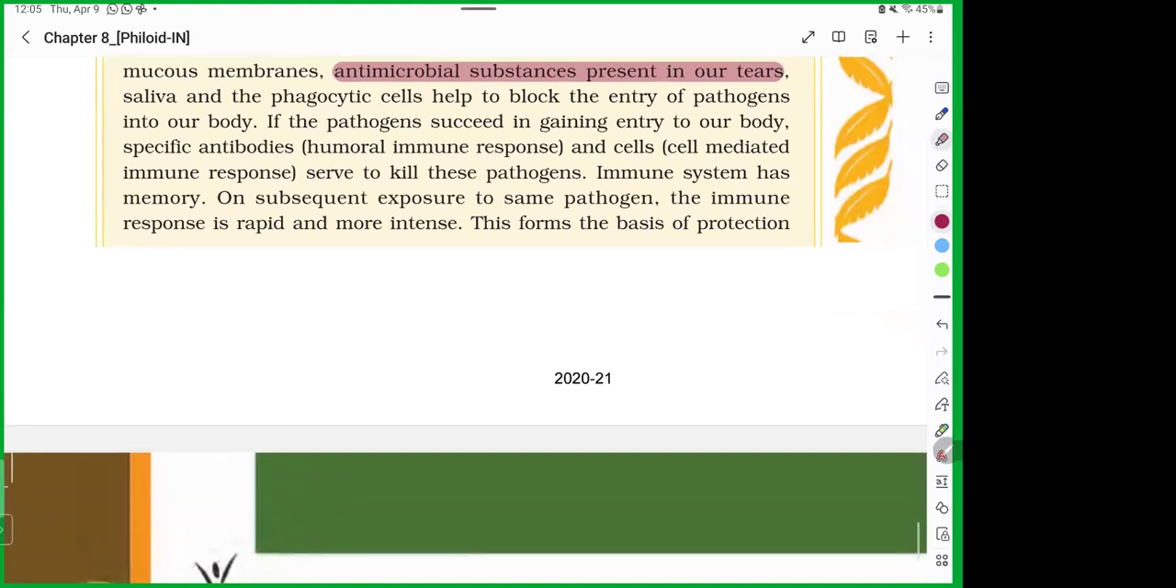Like it is explicitly written, antibodies give this response and cell mediated. It is properly written here, but not in normal NCRT.